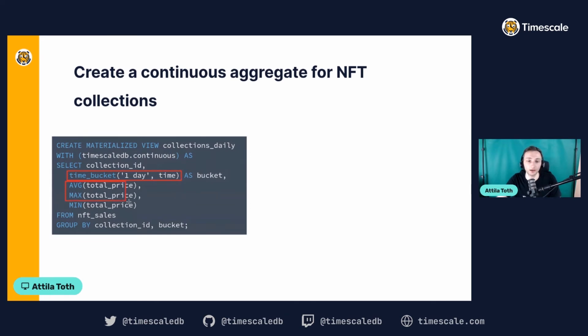And then we have 3 columns, which include aggregated data for the total price. In this case, it will return the average, the max, and the min price of the collection. And we are grouping by collection ID and bucket. So this is a very simple example. We will create a continuous aggregate, something similar to this in a few minutes, a little bit more complicated and with some more columns. But I also wanted to mention some limitations of continuous aggregates.